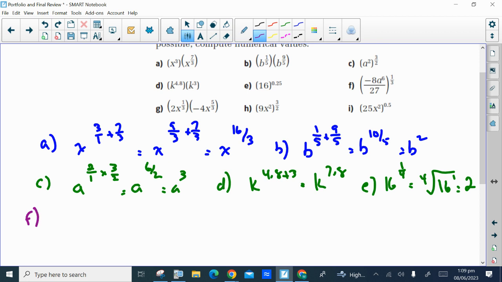Question F. Everything inside the brackets raised to the power 1/3 outside. And power 1/3 means the cube root. So you're going to have the cube root of negative 8a to the 6 over the cube root of 27. The cube root of negative 8 is negative 2. Negative 2 times negative 2 times negative 2 does give you negative 8. And the cube root of a to the 6 is a squared. When you multiply a squared by itself 3 times, you will get a to the 6th. And on the bottom, the cube root of 27 is 3. So there's the answer.